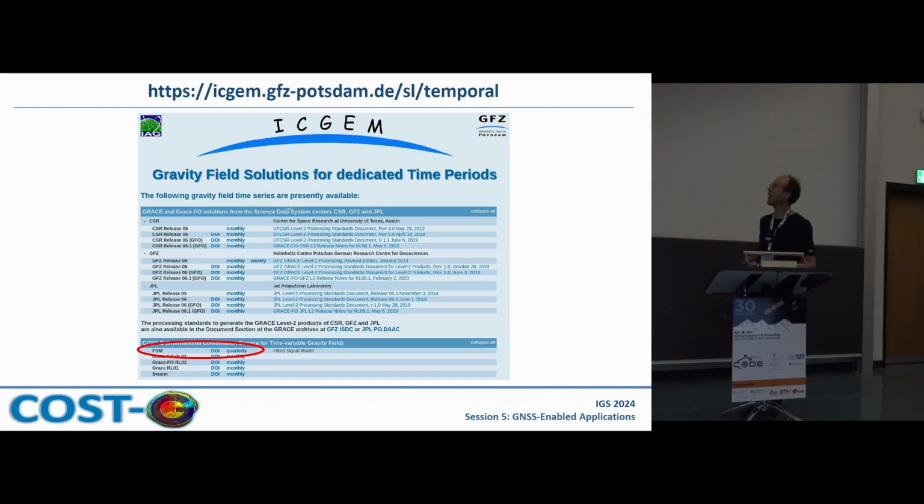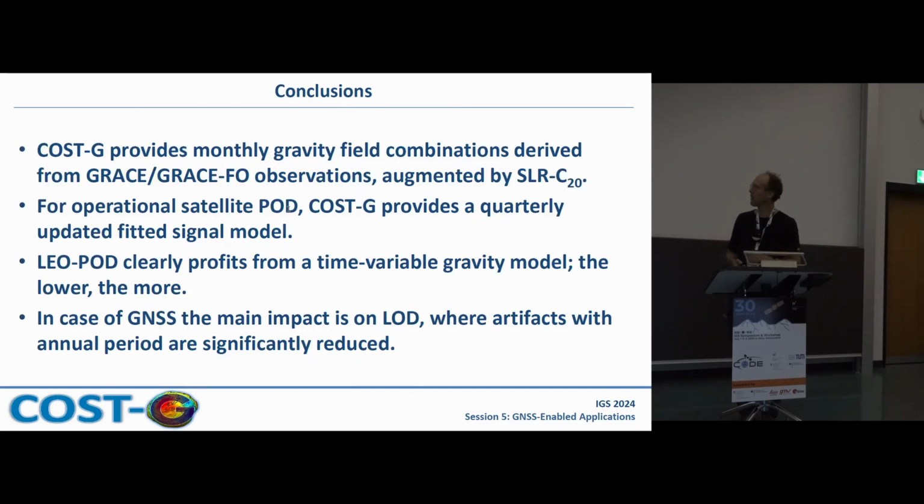Where to get it? The gravity fields are available from another IAG service, the International Center for Global Earth Models, and there you have to go to the time variable models, and you will find the section for COST-G here at the bottom, and there this FSM is the fitted signal model. You can download the models there, and every 3 months they will be updated. Sometimes it's late. We have 1 more month of latency when the data comes in late, but yeah, we try to keep the schedule.